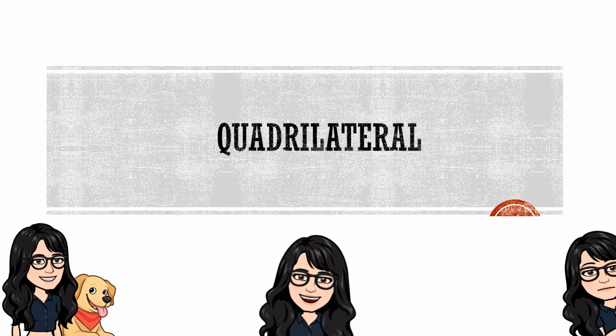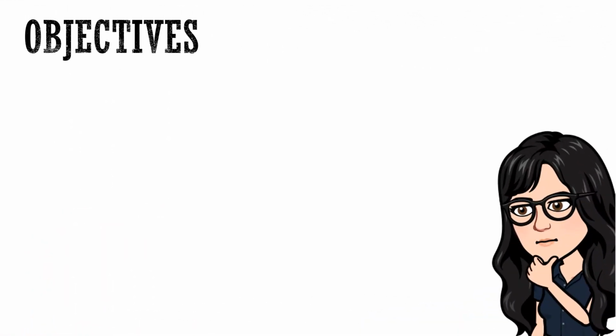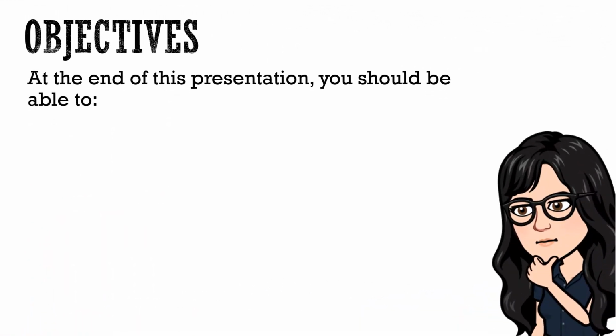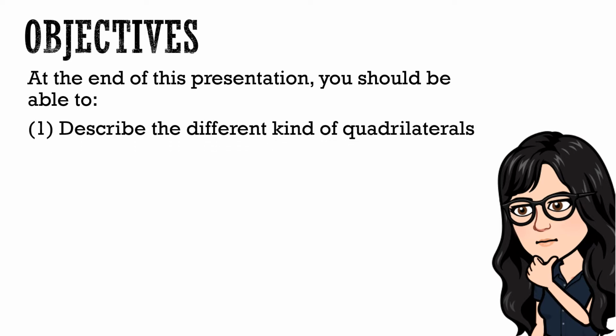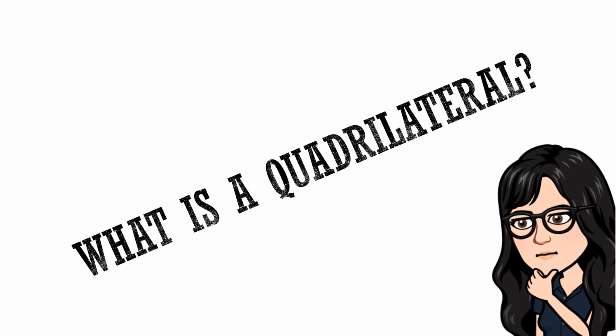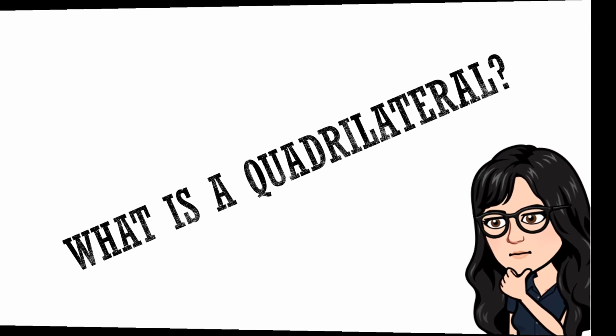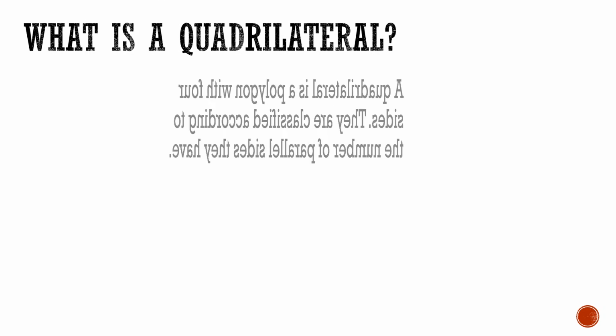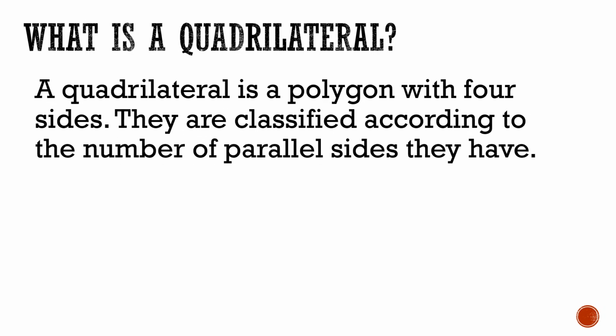Quadrilaterals. Our objective: at the end of this presentation, we should be able to describe the different kinds of quadrilaterals. Let's start. What is a quadrilateral? A quadrilateral is a polygon with 4 sides.